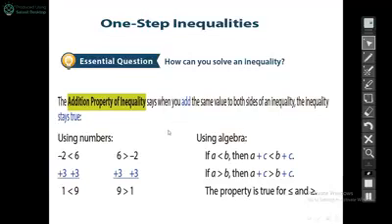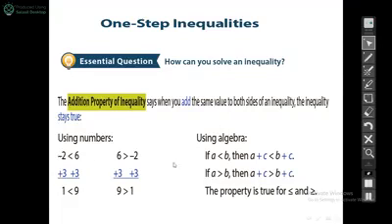Okay. So the first property here is the addition property of inequality. It says when you add the same value to both sides of an inequality, the inequality stays true. So let's take one example about this property by using numbers. For example, -2 is less than 6. If I add 3 to both sides of the inequality, let's check if it gives me the right inequality. So -2 plus 3 is equal to 1, and 6 plus 3 equals 9. So 1 is less than 9.